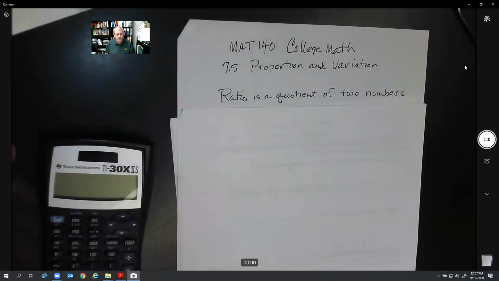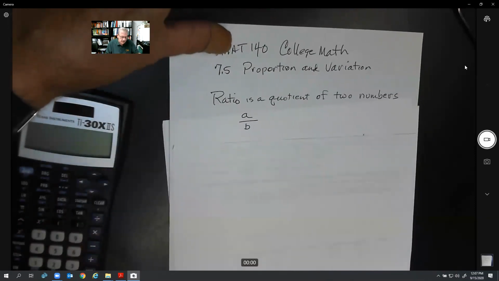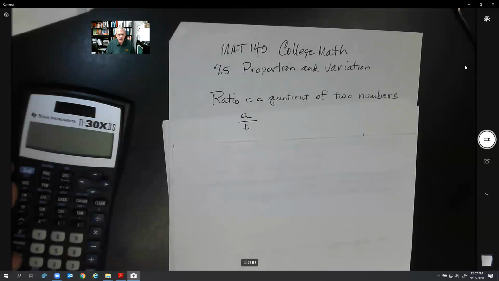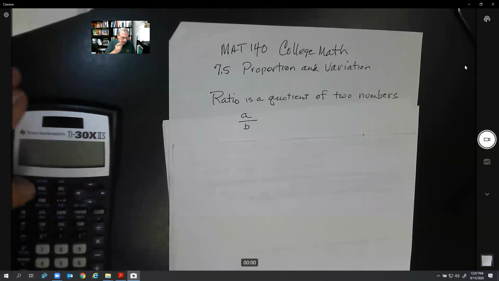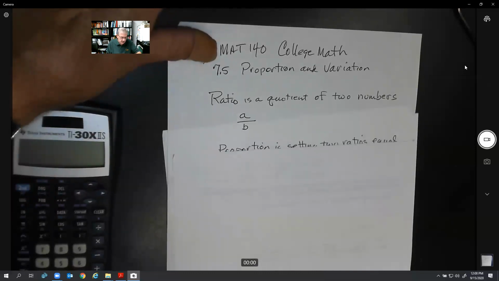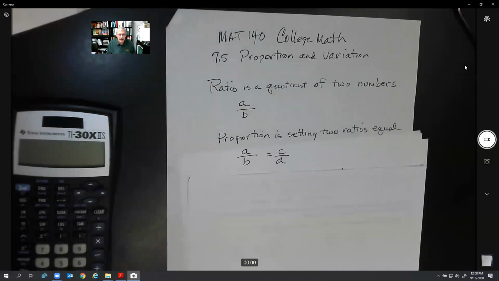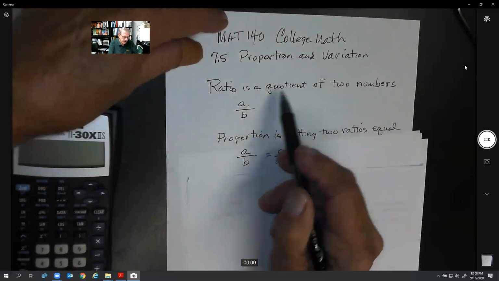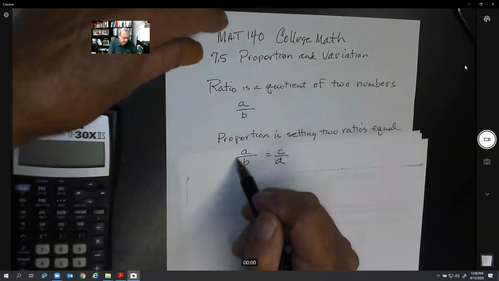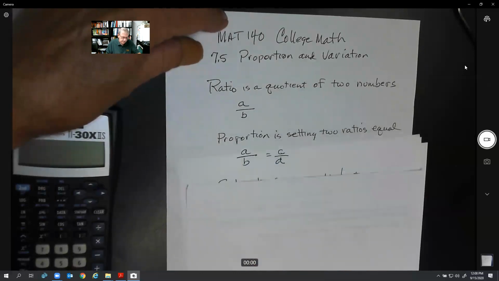Well, let's find out. First of all, we have to talk about ratio. Ratio is a quotient of two numbers, like A over B. And that's what we call a ratio. They could be different things, but it's a comparison of two things. A proportion is setting the two ratios equal, like A over B equals C over D. Quotient means division, so this is a division bar here. A divided by B, same as C divided by D.